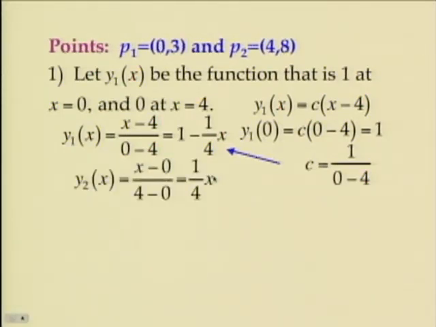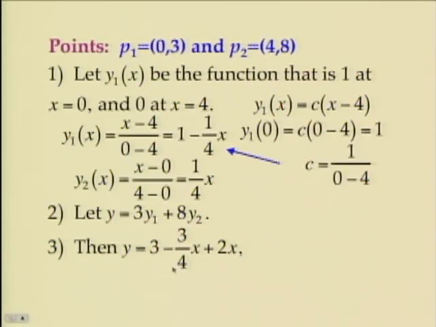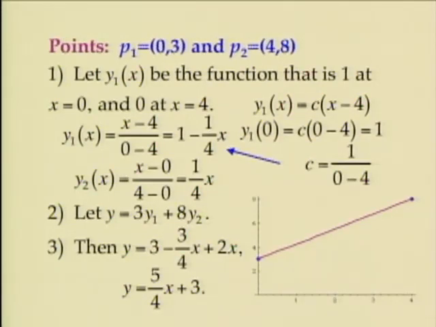The second one, you do the same thing. I want now x minus 0, and then the bottom will be 4 minus 0. So I've swapped out things, and that simplifies. And then to get these things through the point, I want 3 of the first one and 8 of the second one. And so you can multiply that out. 3 times this would give me 3 minus 3/4 x, and then 8 times that would give me 2x. Simplify that a bit more. You've got 5/4 x plus 3, and when you graph that, you'll see that that does go right between those 2 points.